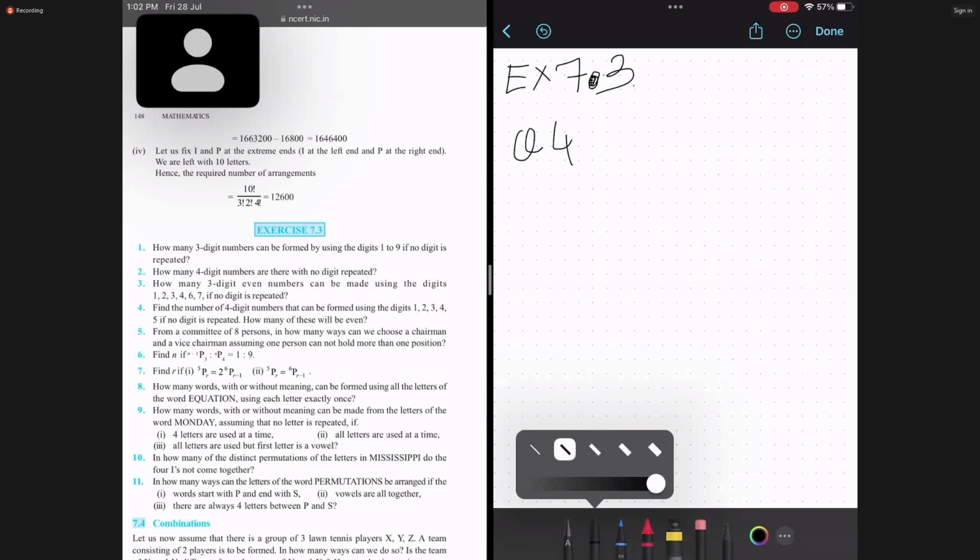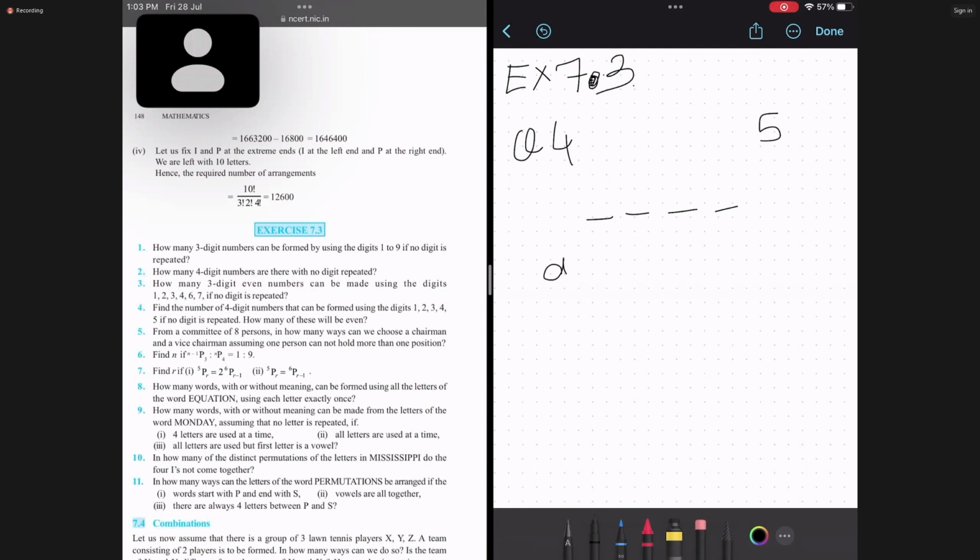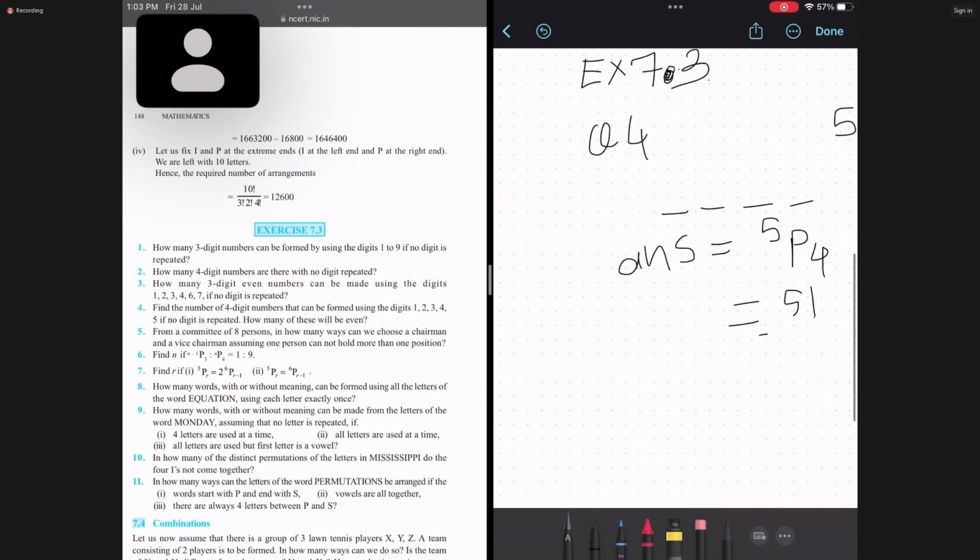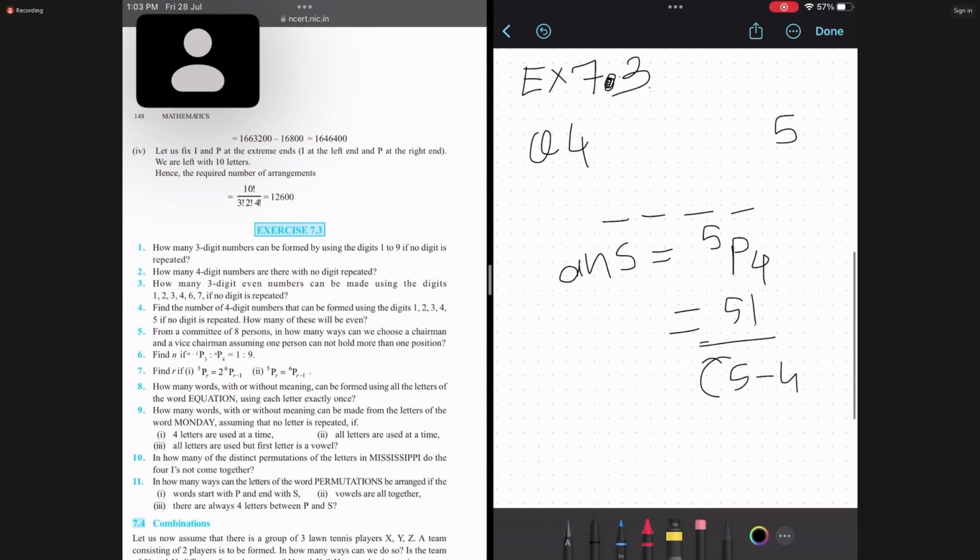So the number of places that we have to fill up are 1, 2, 3, and 4. Out of these 4 places, we have 5 digits to choose from, and so the answer would be nothing but straight up 5P4, which could be written as 5 factorial upon (5 minus 4) whole factorial. That is nothing but 5 factorial upon 1 factorial, which is nothing but 120. So 120 distinct numbers can be made up using 5 digits when you have to fill in 4 places, right?